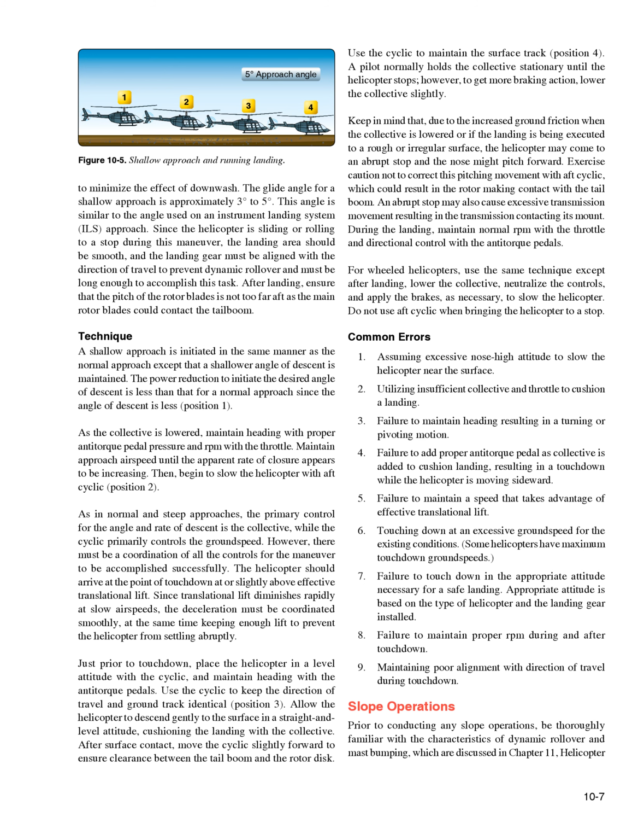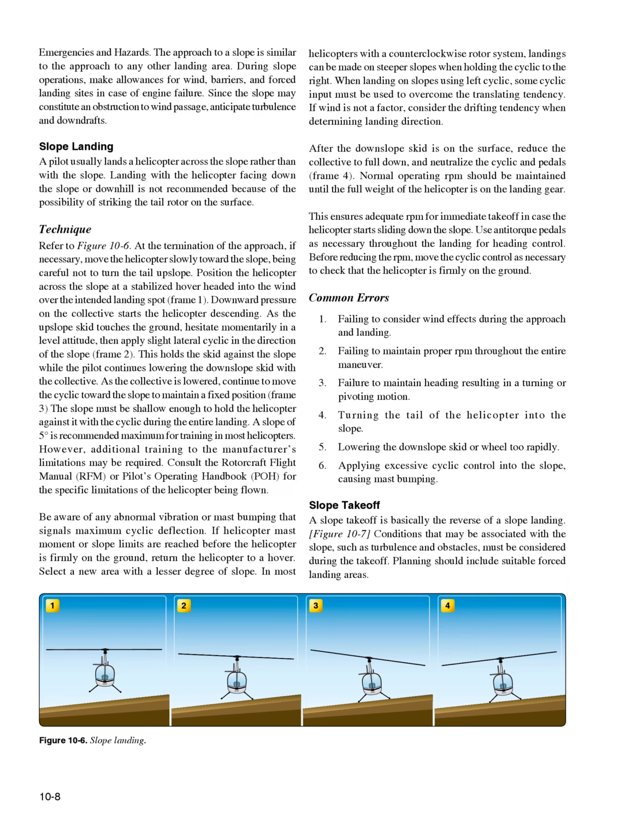Slope operations. Prior to conducting any slope operations, be thoroughly familiar with the characteristics of dynamic rollover and mast bumping, which are discussed in Chapter 11, Helicopter Emergencies and Hazards. The approach to a slope is similar to the approach to any other landing area. During slope operations, make allowances for wind barriers and forced landing sites in case of engine failure. Since the slope may constitute an obstruction to wind passage, anticipate turbulence and downdrafts.